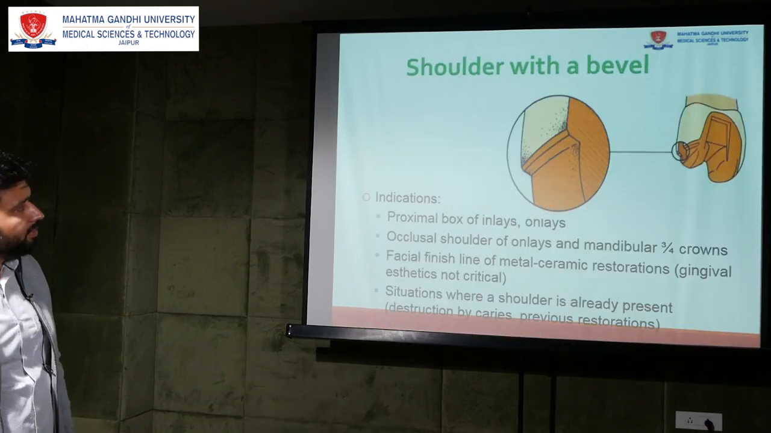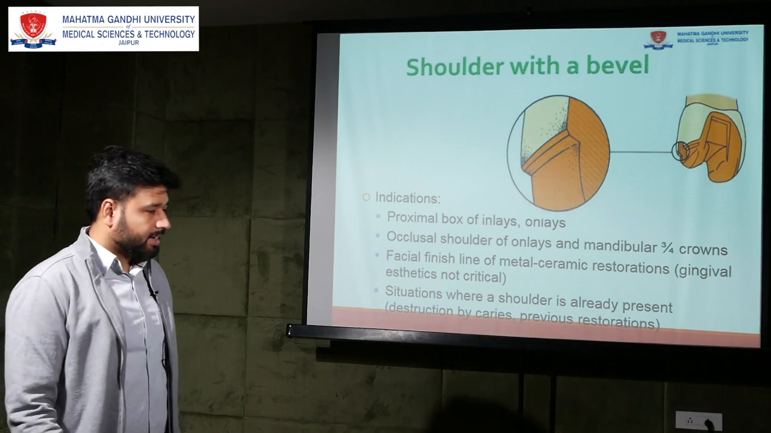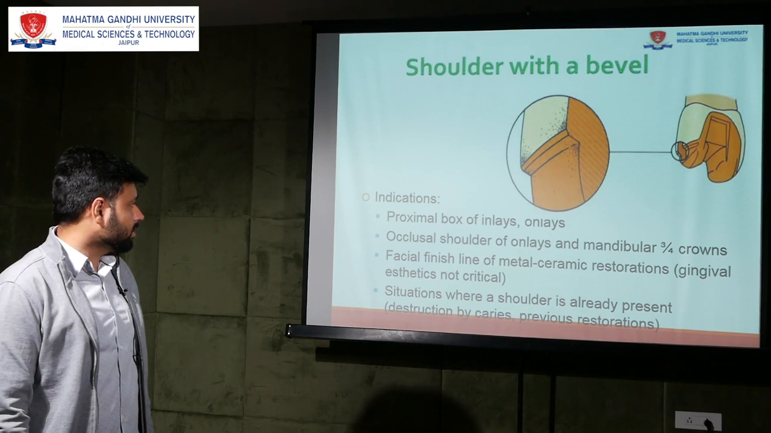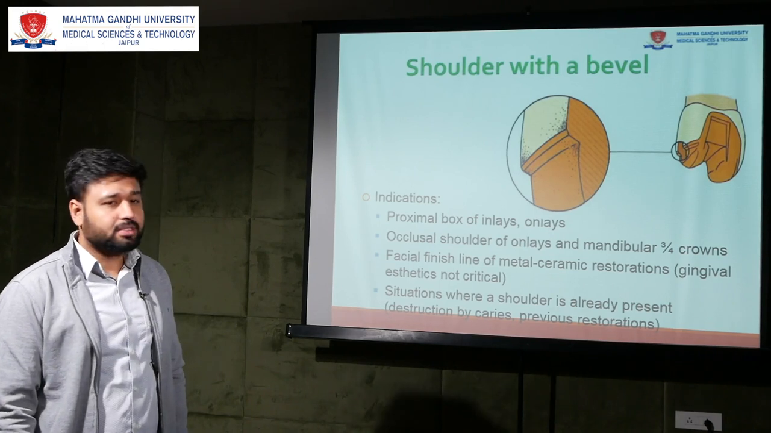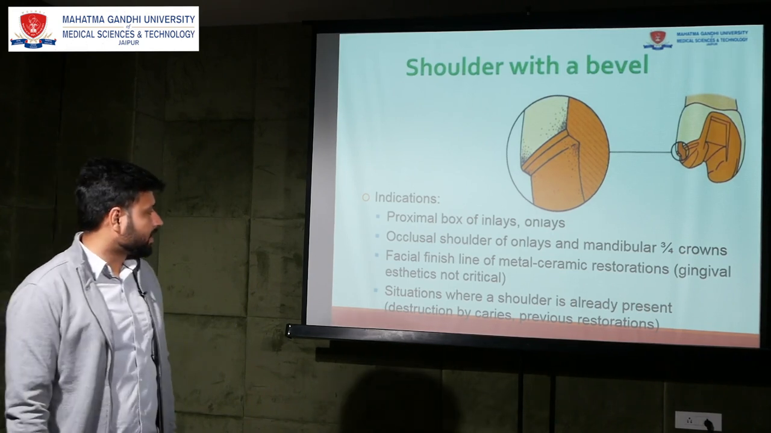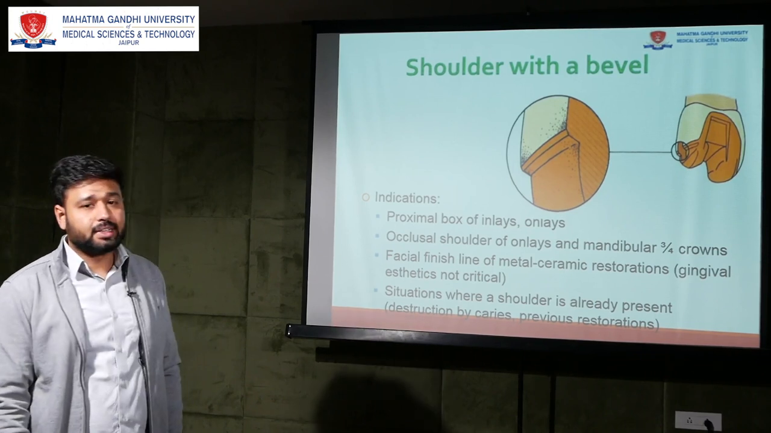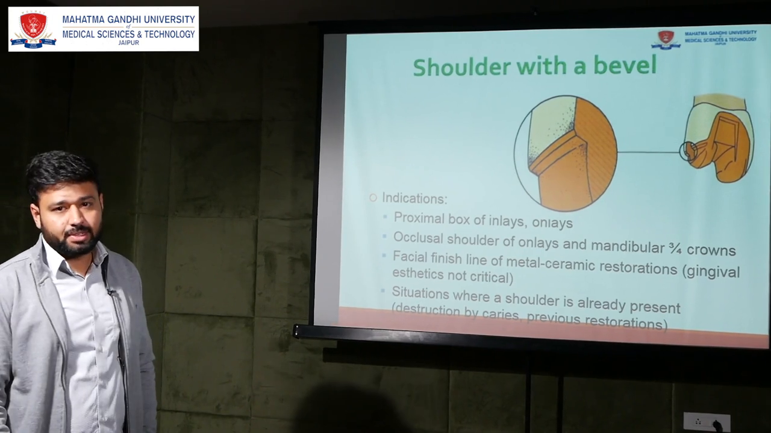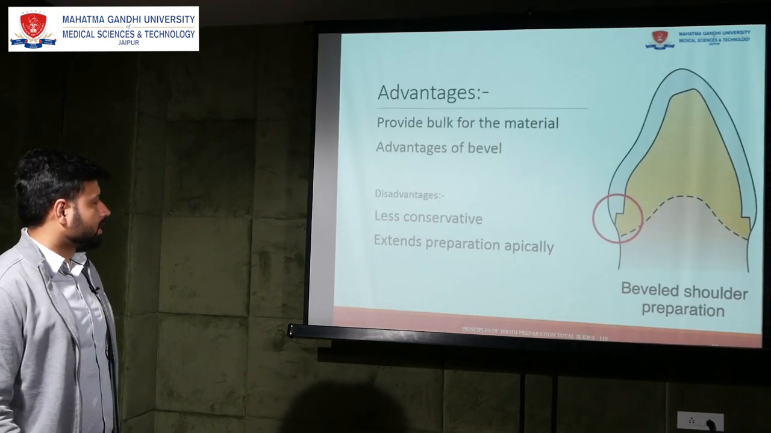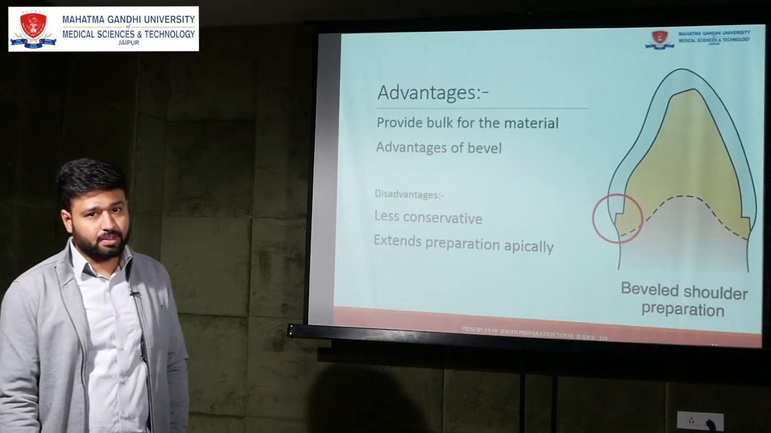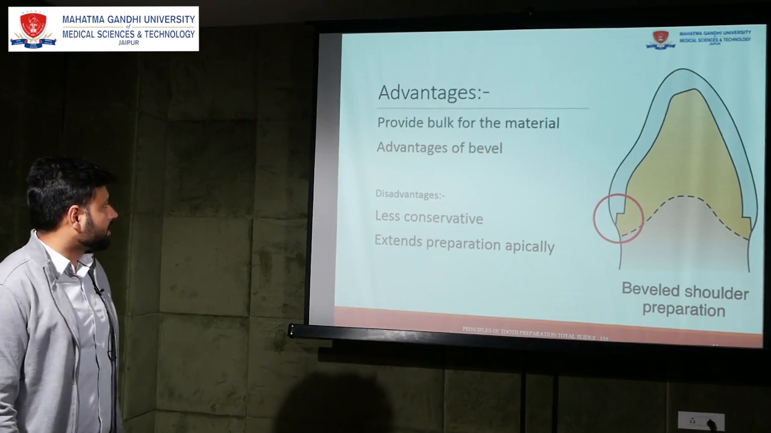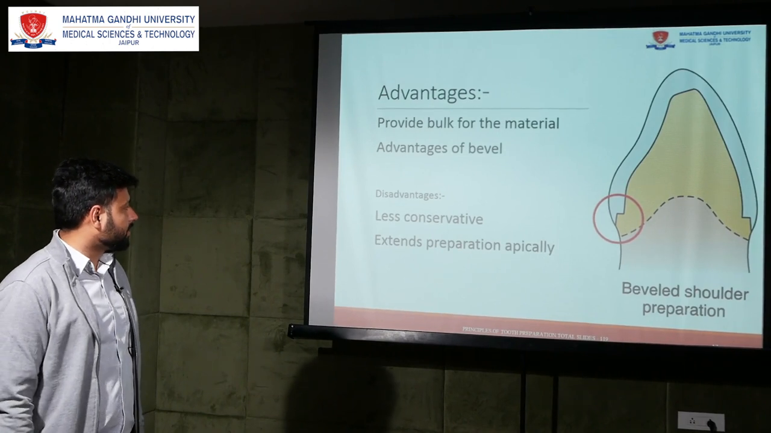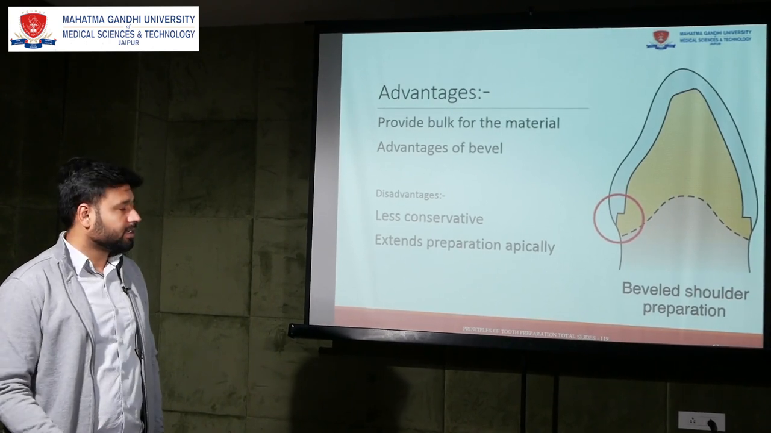Then we have a shoulder with a bevel finish line. The indication of this finish line is the proximal boxes of inlays, onlays, the occlusal shoulder of onlays and mandibular 3/4 crowns. The facial finish line of a metal ceramic restoration, where gingival aesthetics are not critical. In a situation where the shoulder is already present, we can make the bevel. The advantage of this finish line is that it provides bulk for the material, and the advantage of the bevel also. A drawback of this finish line is that it is less conservative and extends the preparation periapically.